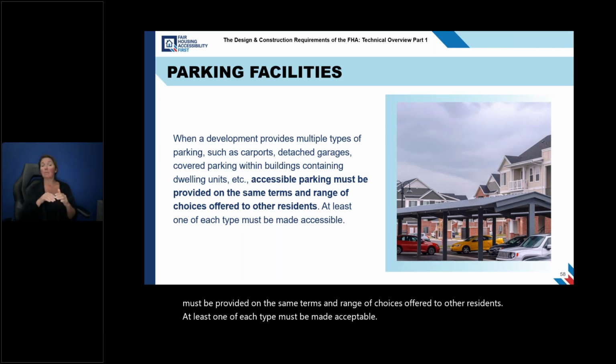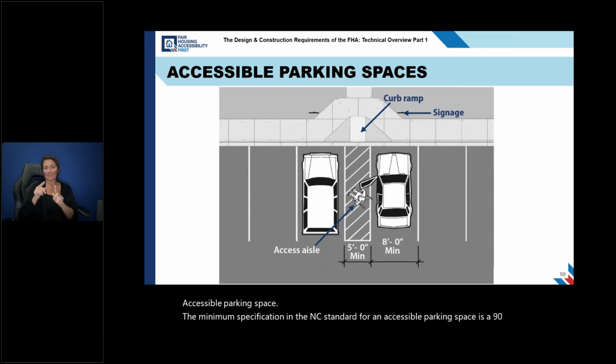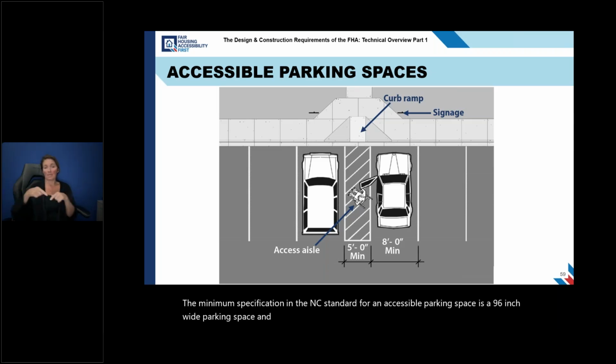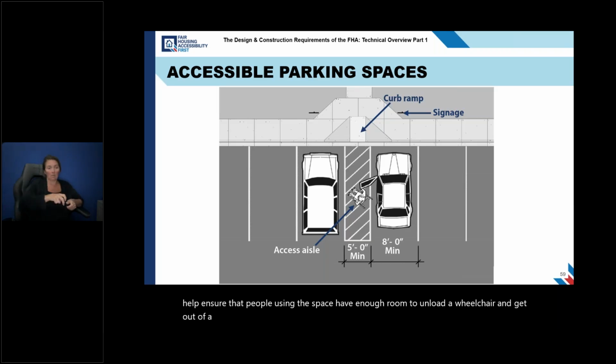Accessible parking spaces. The minimum specification in the ANSI standard for an accessible parking space is a 96-inch wide parking space and a 60-inch access aisle. The width of the space and the access aisle help ensure that people using the space have enough room to unload a wheelchair and get out of a vehicle safely.